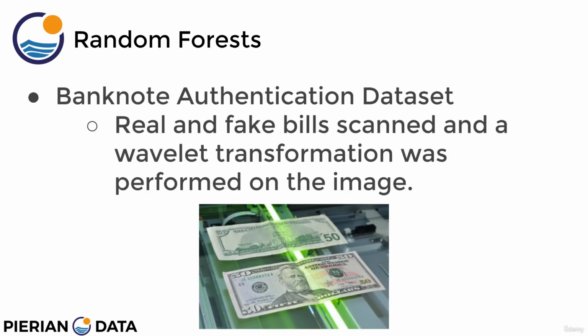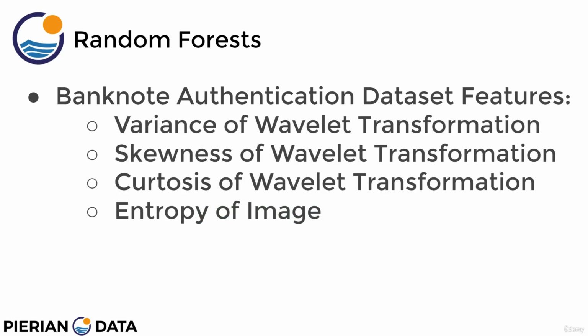This is known as the banknote authentication dataset, and essentially real and fake bills are image scanned, and then a wavelet transformation was performed on the image, allowing us to get numeric properties from the actual image of either the real bill or the counterfeit fake bill. And so the features are variants of that wavelet transformation, the skewness and kurtosis of the wavelet transformation, as well as the entropy of the image, essentially a measure of how much noise there was in that image. With these four features, let's go ahead and explore hyperparameters in a random forest for classification.